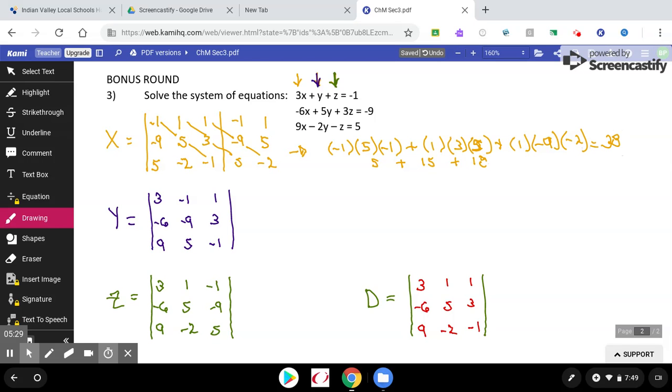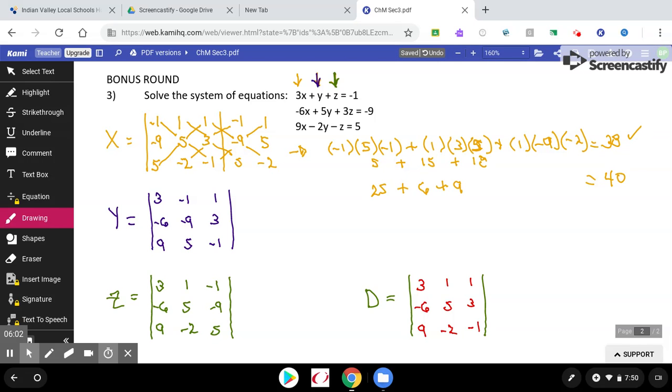And then we do all the left-facing diagonals. I'm not going to write them out, I'm just going to do them. 1 times 5 times 5, 25. Plus negative 1 times 3 times 2 will be 6. Plus 1 times negative 9 times negative 1 will be 9. And that equals 40.